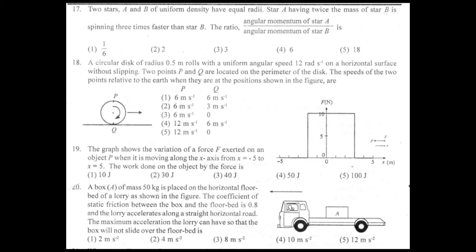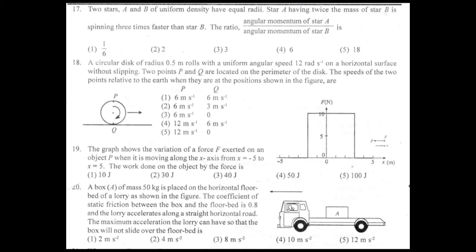P moves relative to Q. So P speed can be taken by R omega. Here R is the distance from P to Q, that is 0.5 into 2, it is 1 meter. PQ distance is 1 meter. So R omega is 1 into omega, which is 12. The answer is 5.